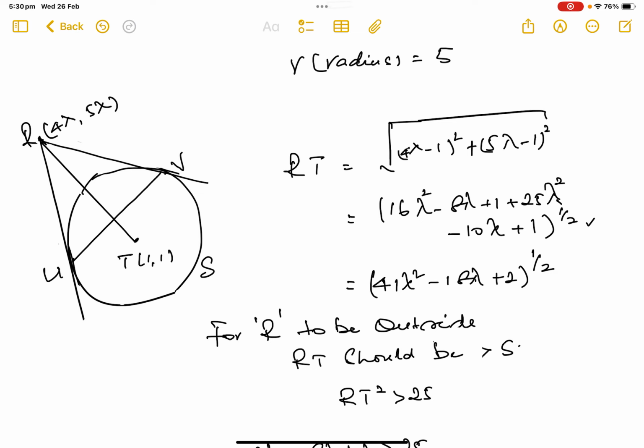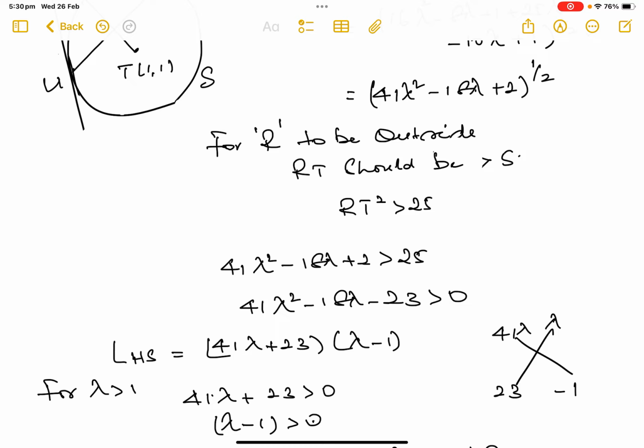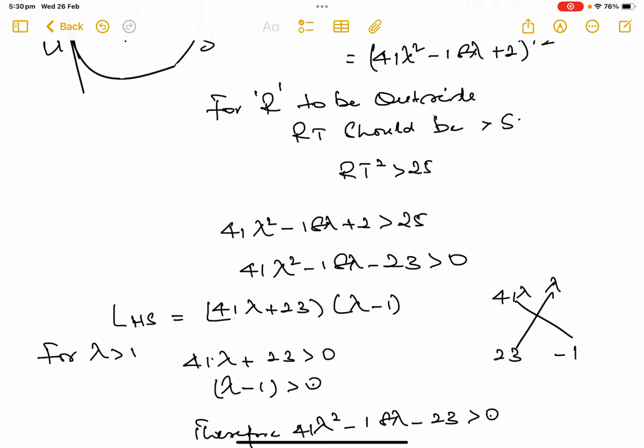1 and 1, 2 to the power of 2. That is right. So for R to be outside, RT should be greater than 5, because 5 is the radius. So we need to prove it. Well, let's take it and prove it.